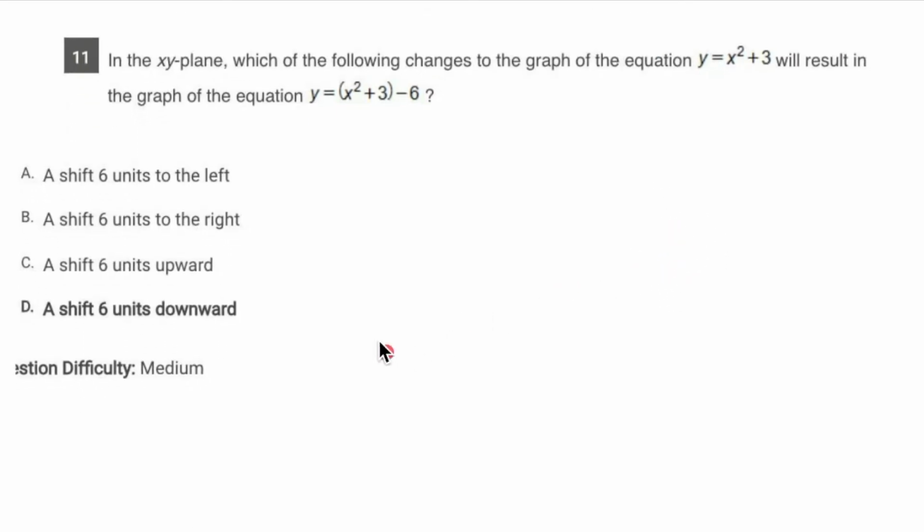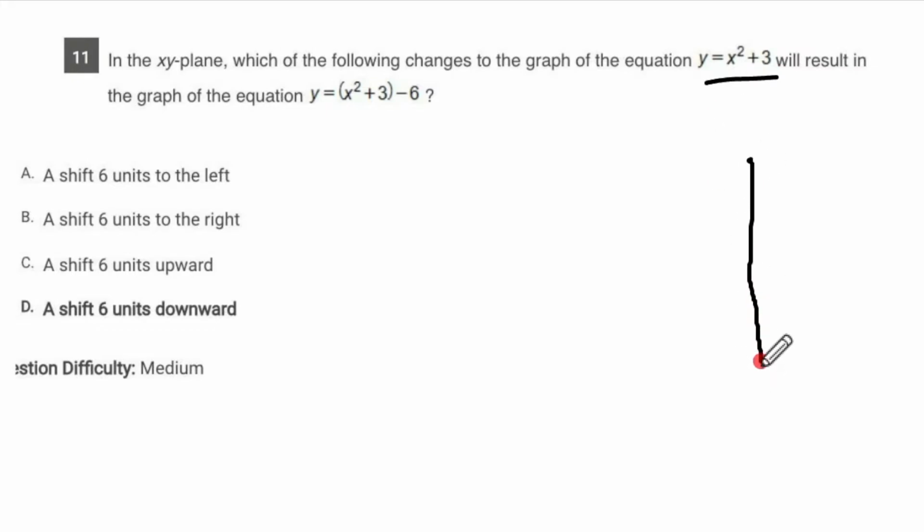Number 11, in the xy plane, which of the following changes to the graph of the equation y equals x squared plus 3 will result in the graph of the equation y equals x squared plus 3 minus 6. Okay, a little tricky. So we're shifting. Now let's look at this one and see what it would look like. Let's see how your graphing goes.